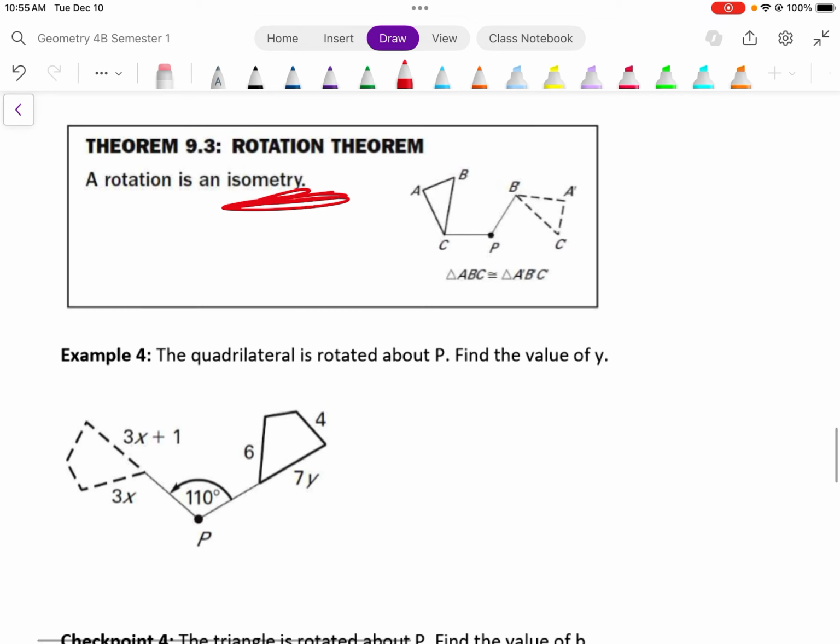So for example, AB, and then, oh, these two letters are in the wrong spot. This one, we'll cross that off. That should be a C, and this one is a B with our primes. So when you rotate it, AB and AB prime are going to be congruent to each other. And then AC prime and AC are going to be congruent. And then BC and BC prime are congruent as well. So when we rotate it, the size is the same, just the angle is different.